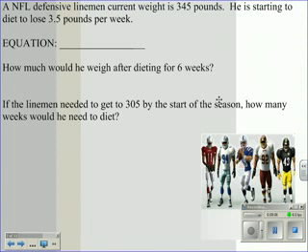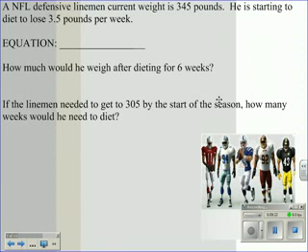Our last example deals with the NFL. An NFL defensive lineman current weight is 345 pounds. He is starting to diet to lose 3.5 pounds per week. So we want to come up with an equation that represents that situation.